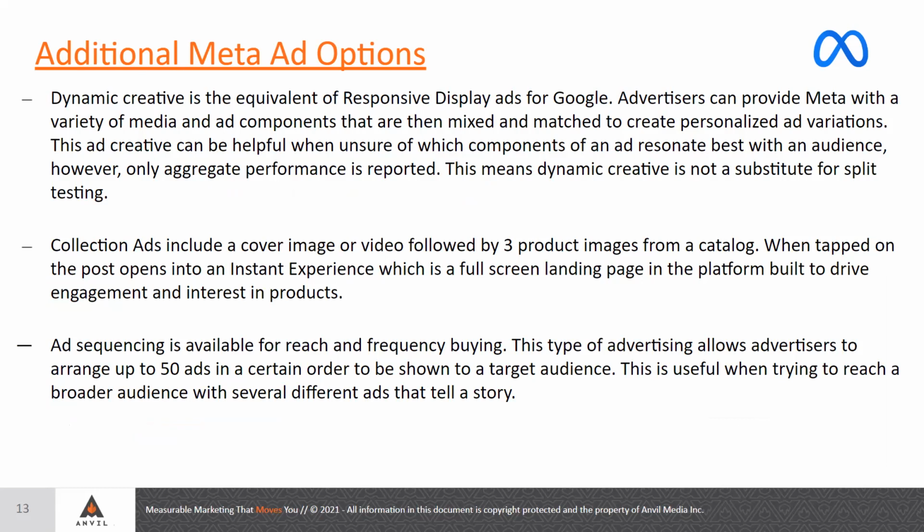That's going to be kind of the equivalent of Google's responsive display ads. And so what you'll do is upload all of your different assets, images, video, as well as different calls to action and ad text. And then Meta will go through and pair all of those and serve them to the audience that it'll resonate best with. The only drawback is that the reports are aggregated for performance, so it doesn't give you specific details on which image performed best or which call to action. It's really about creating the highest amount of performance.